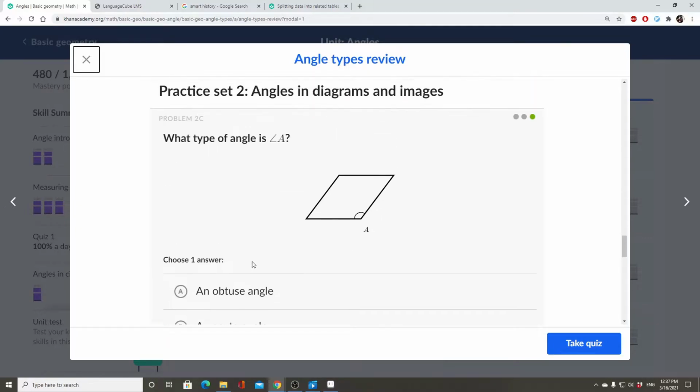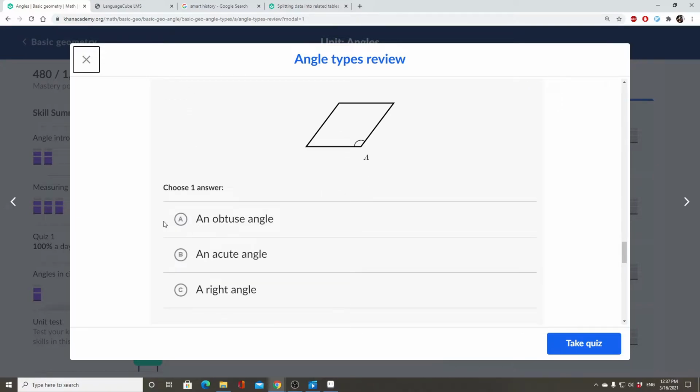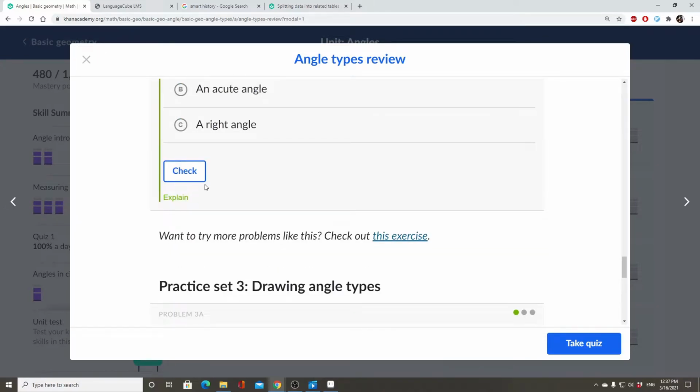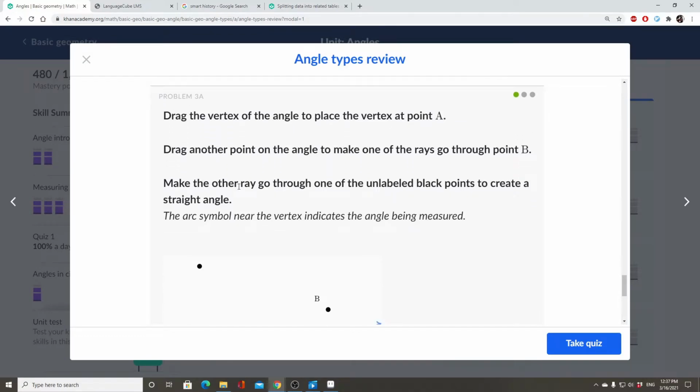Yeah, easy. All right, I'm fairly confident with this. I'm not getting any anxiety from doing this. Okay, and what type of angle is it? It's an obtuse. All right, cool. Easy peasy. Okay, and now we've got drawing angle types.